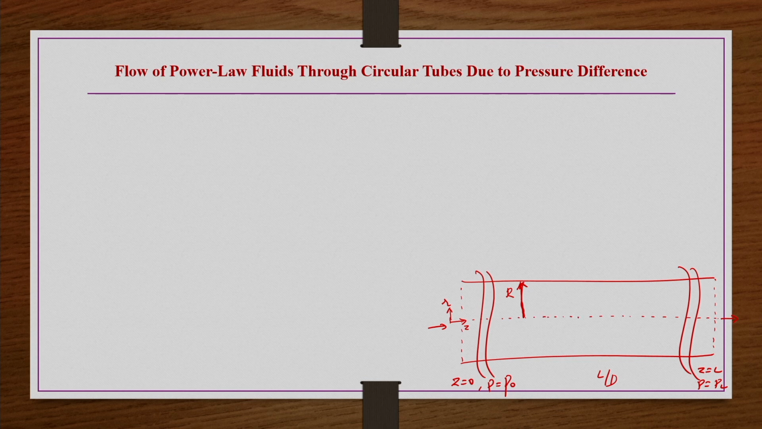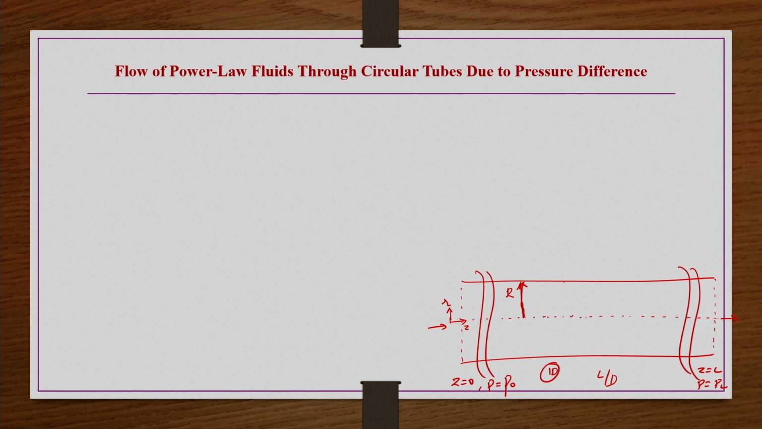We are taking a case where there is no slip. So at the wall the velocity is 0, and at the center the velocity is maximum. We are taking one dimensional motion only, under laminar conditions. Those are the assumptions. At the center you expect to have the maximum velocity.